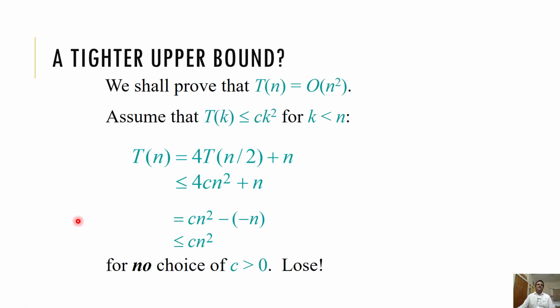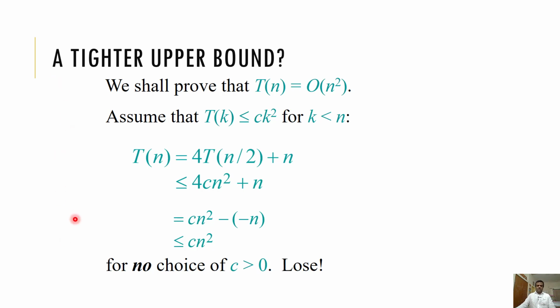So plus n cannot be less than c n square, because this has to be negative, but this is plus n. Minus n cannot be positive because n is a natural number. So no choice of c will give us this is less than c n square. That means in this way we cannot show that T(n) is less than c n square, so we cannot achieve that T(n) is big O of n square.